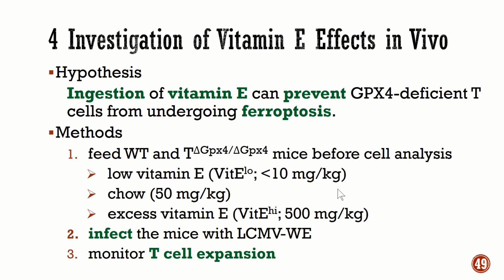And based on the previous observation that alpha tocopherol can inhibit cell death, there comes a hypothesis: injection of vitamin E can prevent GPX4-deficient T cells from undergoing ferroptosis. To test this hypothesis, the mice will be fed with different amounts of vitamin E before the infection and cell analysis.